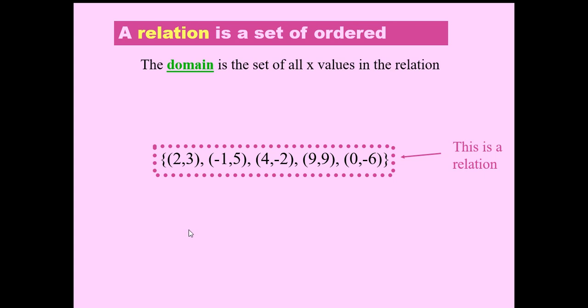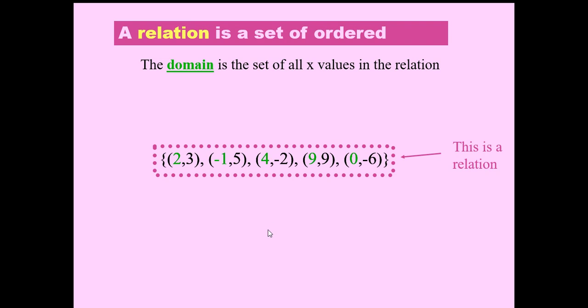For example, here I have, if you can see, (2, 3), (-1, 5), (4, -2), (9, 9), and (0, -6). This is a relation, okay? The domain is the set of all x values in the relation. So what is the domain? If I ask you here, in this relation, what is the domain? Just the values of x. The domain is 2, -1, 4, 9, 0.